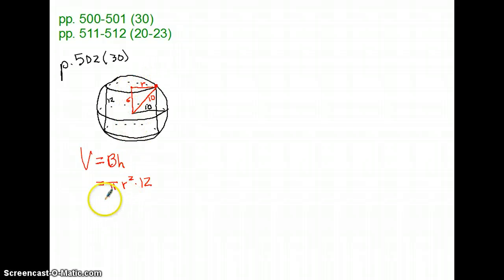So doing that with the Pythagorean theorem, I find out that r would have to be 8 in that little triangle, 6, 8, 10. So then I'm ready to go. Pi times 64 times 12, which is 768 pi.